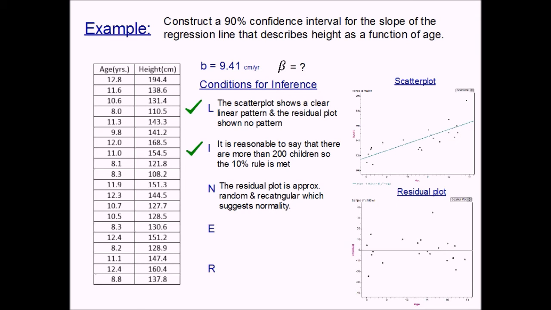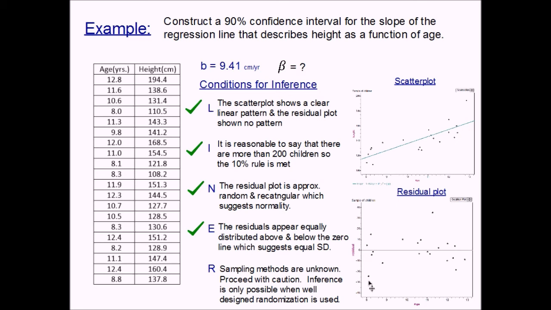Normal, all right, so the residual plot is approximately random and rectangular. Oops, looks like I spelled rectangular wrong. Oh well. But that still confirms. Now E, here is the zero line, right? So not only is it random or rectangular, but the amount above the zero line and the spread below the zero line seems to be approximately equal, which would suggest equal standard deviations. So that is confirmed. R is that well-designed randomization.